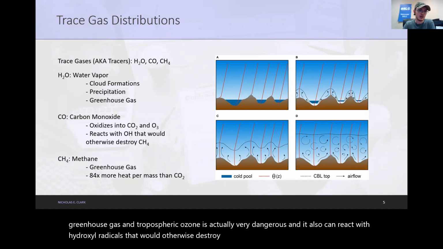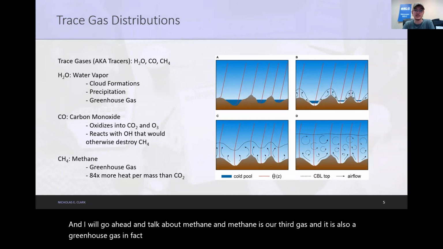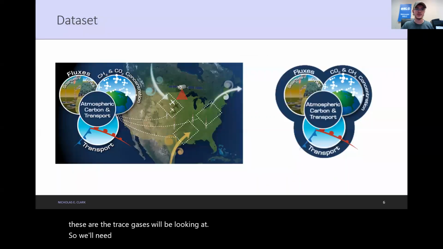And I will go ahead and talk about methane now. Methane is our third gas, and it is also a greenhouse gas. In fact, it is amongst the strongest. It traps 84 times more heat per mass than carbon dioxide. However, it does exhibit lesser concentrations. But yeah, these are the trace gases we'll be looking at, so we'll need to understand them a little bit.